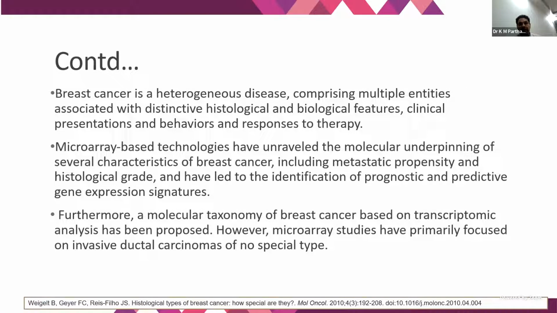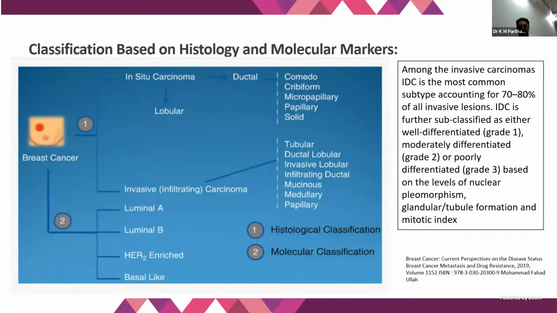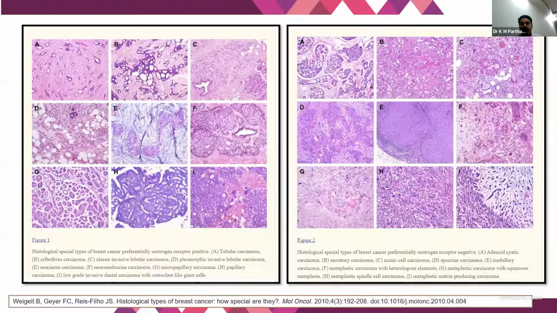We all know that breast cancer is a very heterogeneous disease, and microarray based technologies have unraveled the molecular underpinning of several characteristics of breast cancer, such as the metastatic propensity, histological grade, and different types. We will just brush upon the triple negative as a group as such. Then we go to that landmark study of Empower 130. Before that, we all know that breast cancer is broadly divided in a molecular classification into luminal A, luminal B, HER2, and TNBC. For time's sake, I am skipping those slides.